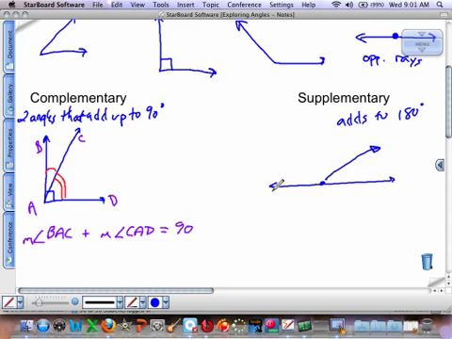And again, they're not going to be equal. All we do know is that they add up to 180. So the measure of angle BAC plus the measure of CAD equals 180 degrees. All right, any questions on those terms?